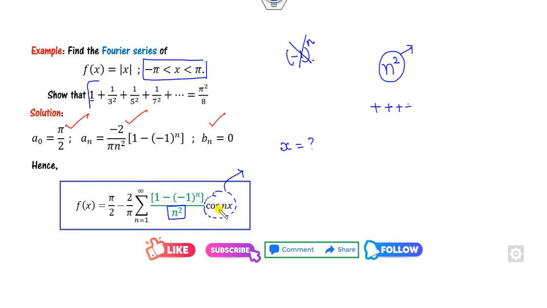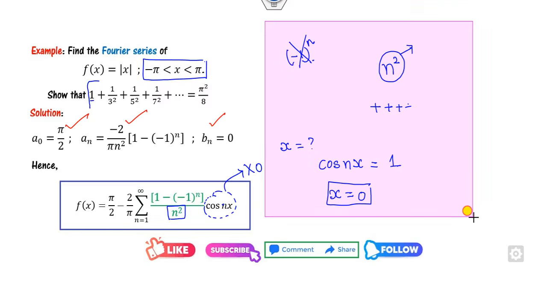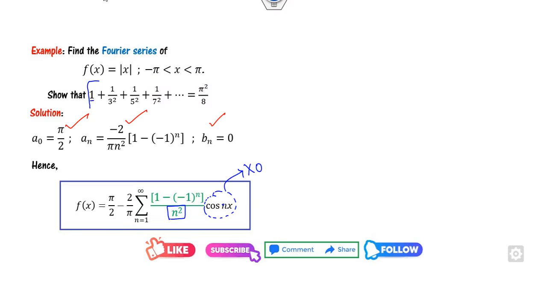For what value of x can you choose? Definitely, this number can never be 0, because if this is 0, the whole quantity will be 0. So the only thing needed is that cos nx should be 1. For what value of x will the cos value be 1? Cos of 0. So I can take x as 0, and 0 is also part of this domain. So I can substitute x is 0.